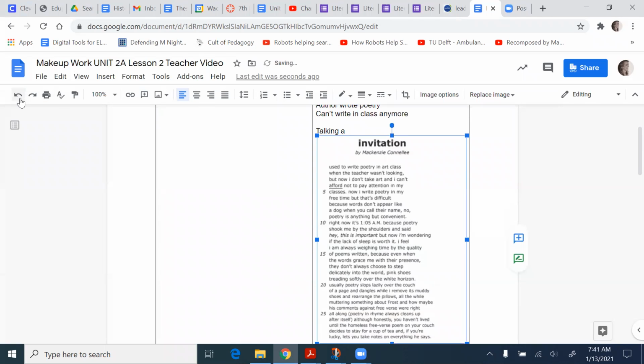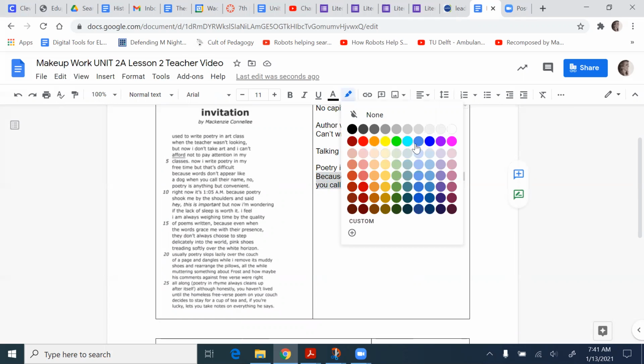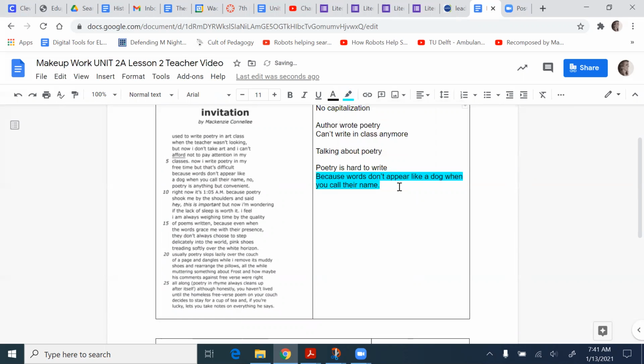Since I can't just highlight, I'm going to put it over here and I'm going to put it in a different color: words don't appear like a dog when you call their name. Okay, and I'm just going to highlight it over here because that's what I have to do. Let's use Park Boys. There you go, fig lang. I've got to think about that one. Okay. No, poetry is anything but convenient. Poetry is not convenient.